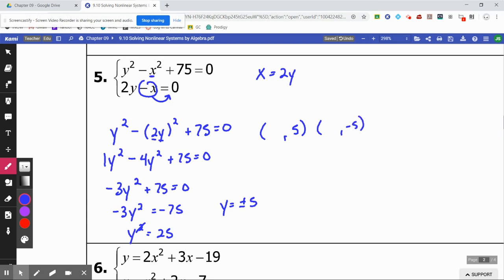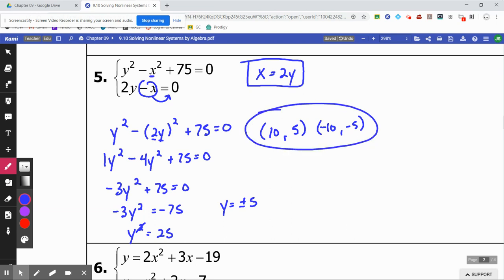Now, how do you find the x's? Again, if you're using substitution, this is the best place to plug it in. When you plug in 5 for y, it gives you 10 for x. When you plug in negative 5 for y, it gives you negative 10 for x. There's your 2 points of intersection.